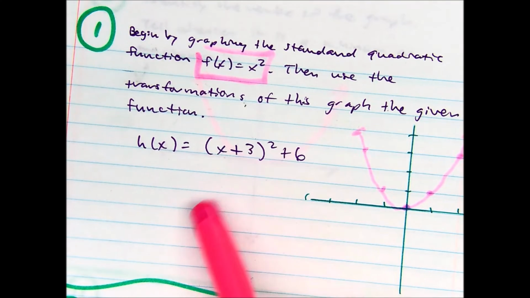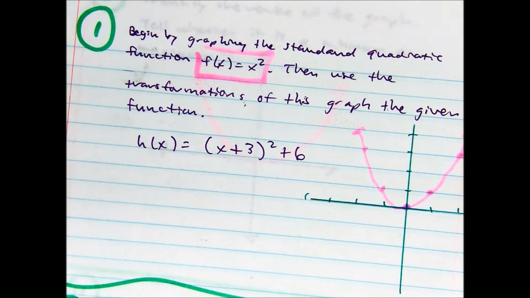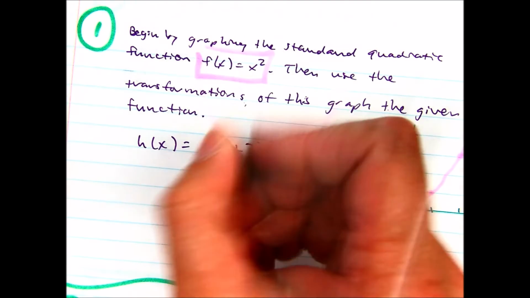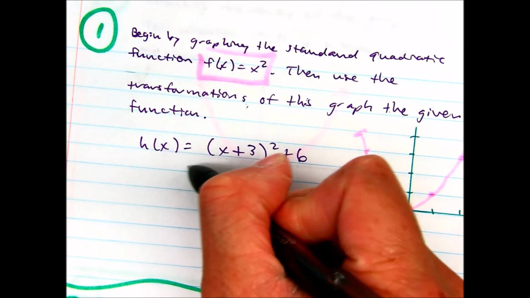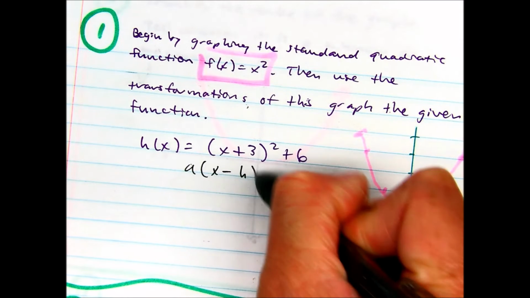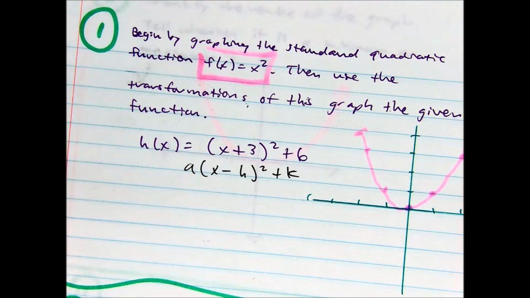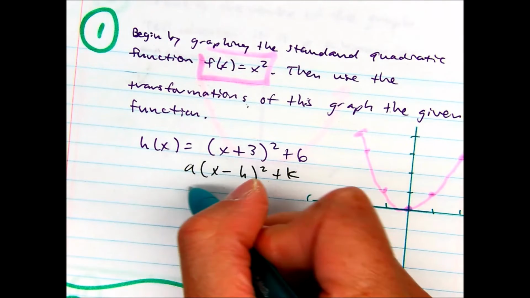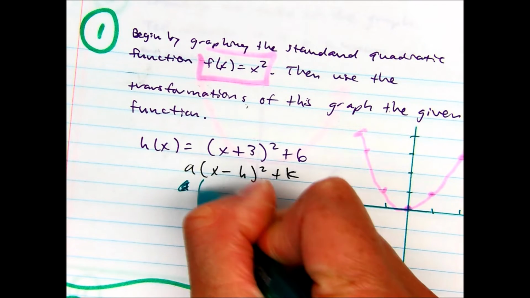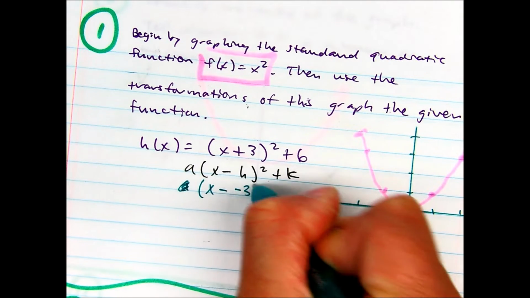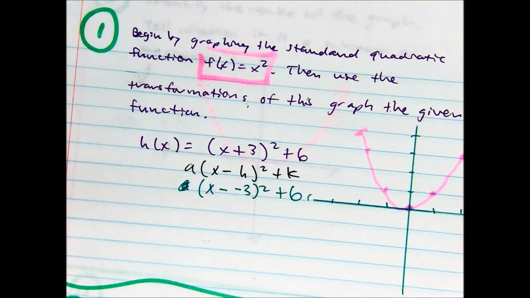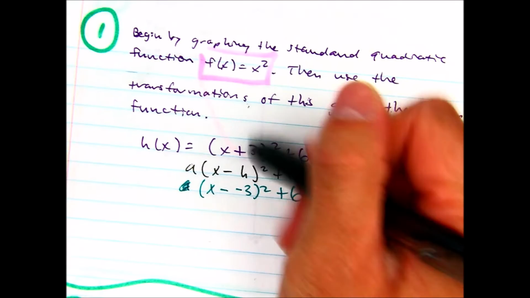This one says, what's the graph of h of x? A couple of ways you can do this problem. One way you can do this problem is just put it into vertex form. Vertex form is a(x minus h) squared plus k. Then I would transform the plus 3 to a negative.